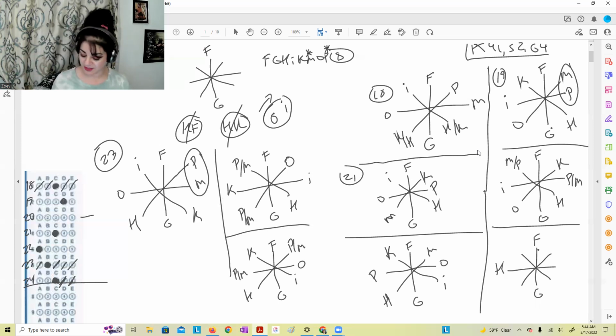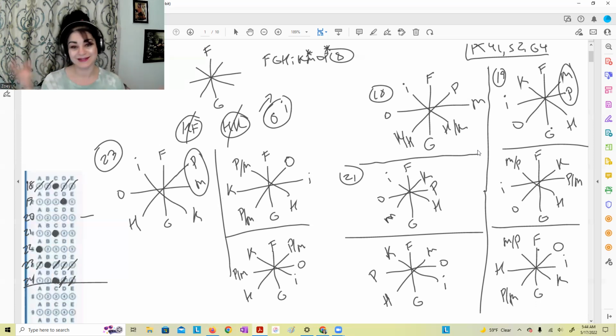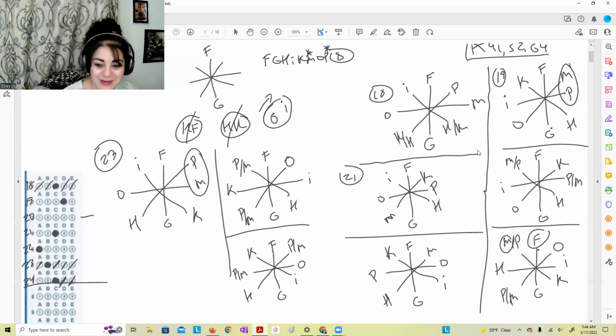So here's what I would have to do. I'd have to put O, and then I, and then K, and this means M and P could go in either of these spots. So maybe I've already got to the answer. I do. The correct answer choice is A. People who could flank M are these two, F and H. So that is the correct answer.